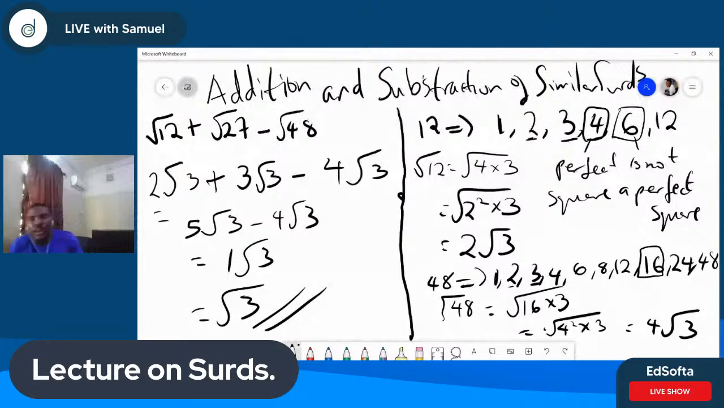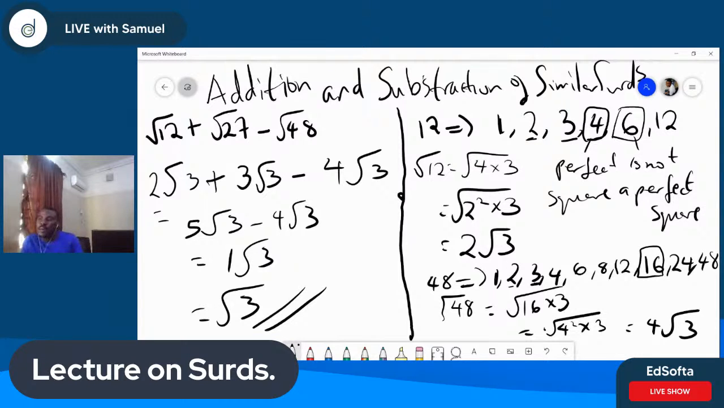So remember, first reduce to the simplest form. How do you reduce to the simplest form? First, you find all the factors. Then you take the smallest factor. What does the smallest factor multiply to give you the value? So look at 12 now. What does 1 multiply to give you 12? 12. But is 12 a perfect square? No, so you don't use 12. You go to 2. What does 2 multiply to give you 12?